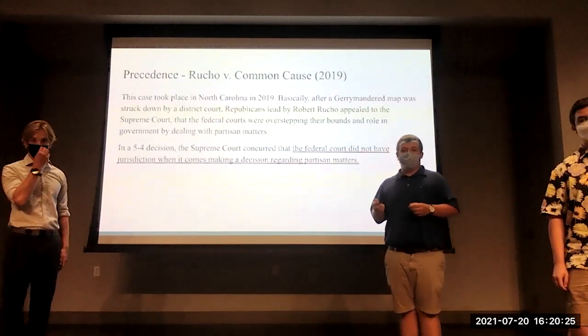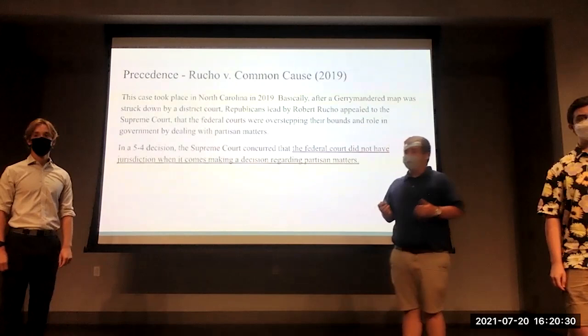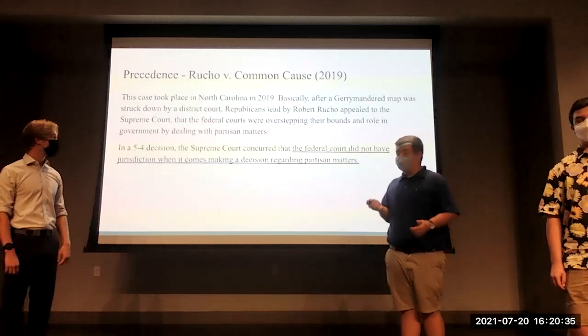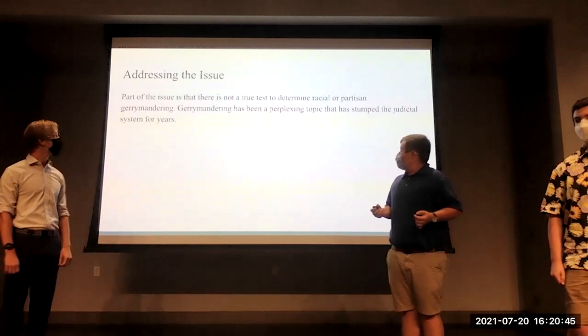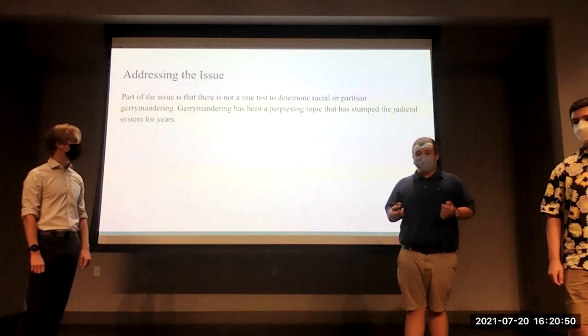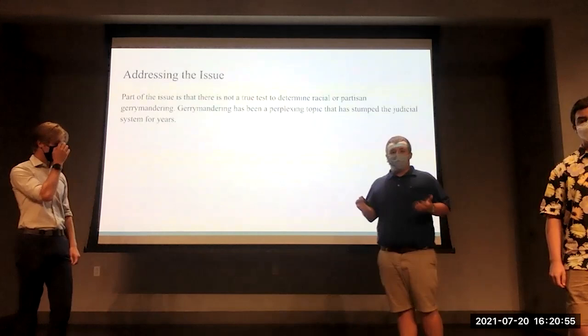And so in a 5-4 decision, they said that the court had no jurisdiction when it came to deciding partisan matters. But when it comes to addressing these issues, the court doesn't really have a test for determining whether there is partisan gerrymandering. Gerrymandering has been a perplexing topic that's stumped the judicial system for years. So we have some solutions that don't include the judicial system, but more Congress.